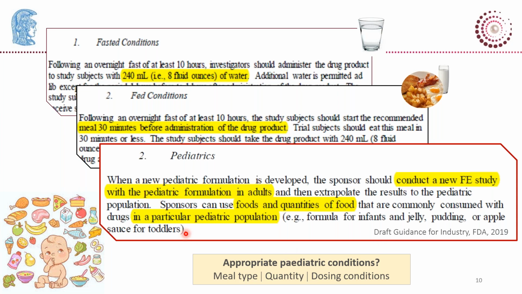The recent guideline by FDA on how to conduct food effect studies for newly developed pediatric formulations suggests that the food effect for pediatric formulations could be evaluated in adults using foods and quantities of food that are commonly consumed with drugs in the pediatric population, with then an extrapolation of the results to the pediatric population. However, with the draft guideline, the appropriate meals, the quantities, but also the dosing conditions are not specified.